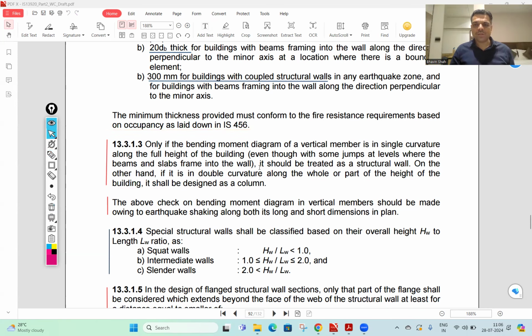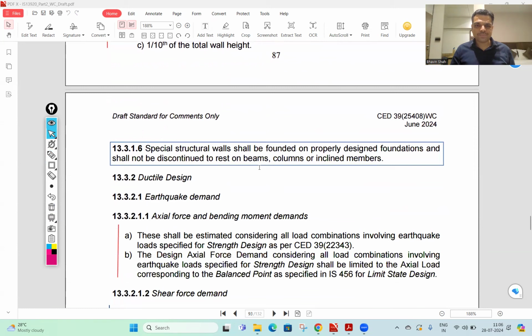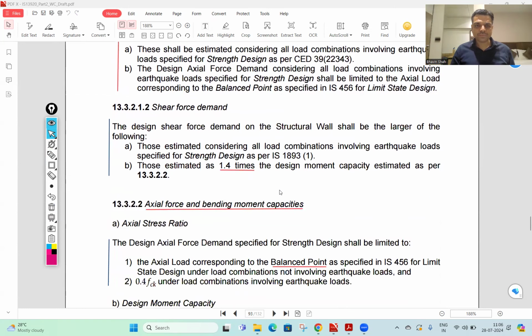So I think this is one of the major changes I could see in the document. The shear force demand is estimated as 1.4 times the design moment capacity, which is estimated as per 13.3.2.2, actual force and bending moment capacity.